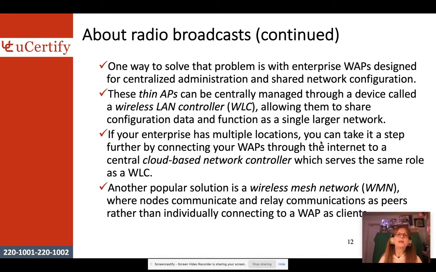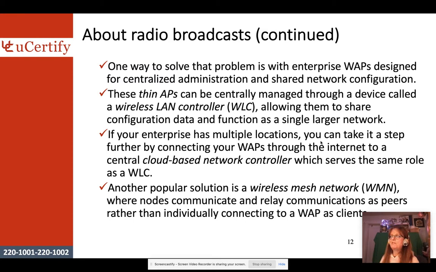If you do want to do that kind of thing, you do have a couple of different routers, and you can use enterprise wireless access points. Those are designed for centralized administration, and you use those with your Windows 2019 server, and everybody's got a username and a password. They're called thin access points, and they can be centrally managed through a device called a wireless LAN controller. That allows them to share configuration data and function as a single larger network. So that would be something you would do in an enterprise network.